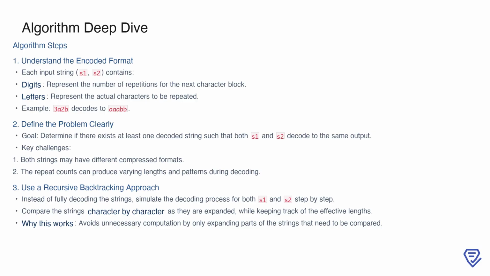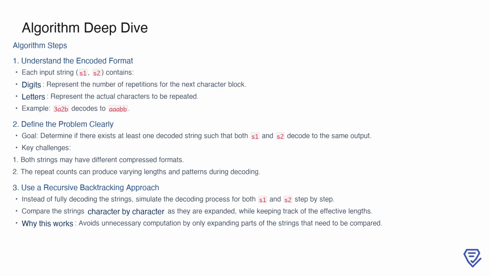The problem we need to solve is to determine if there is at least one decoded version of S1 and S2 that results in the exact same string. However, there are challenges to address. First, the two strings might have different compressed formats, meaning they could encode the same information in entirely different ways. Second, the repeat counts can create varying lengths and patterns when decompressed.